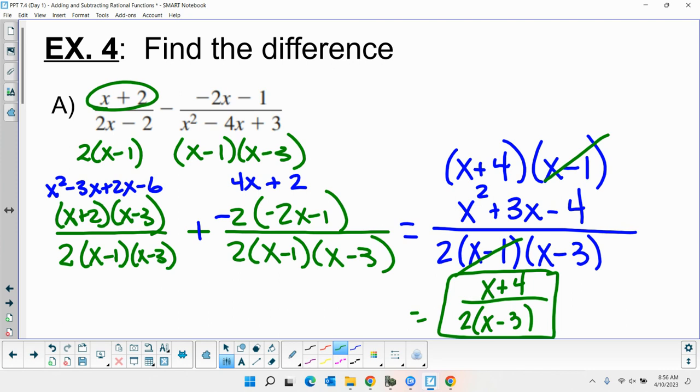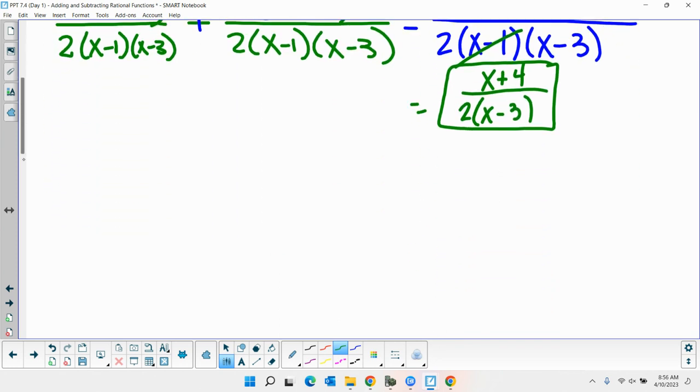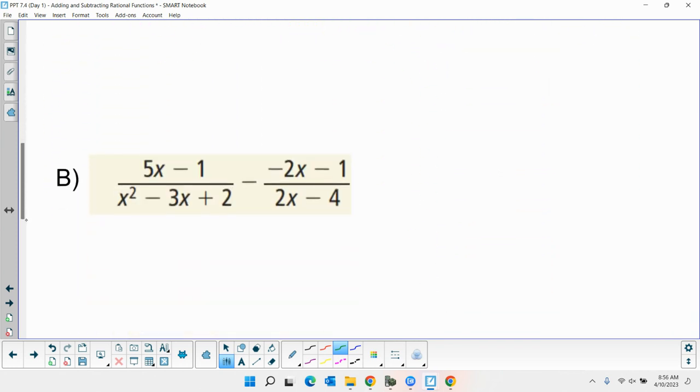These aren't that hard, but it takes some time because you got to rewrite everything. That's what takes some time. You guys did pretty good at the factoring stuff on the quiz we had Thursday. So the factoring part shouldn't be a problem. Just figuring out what your common denominator is. And then rewriting, and then adding or subtracting.